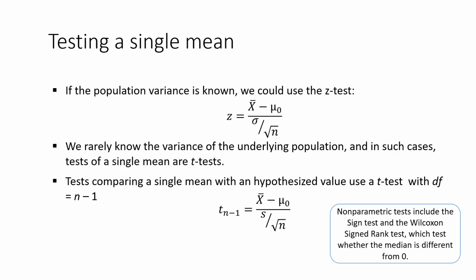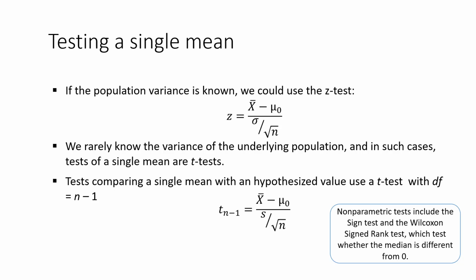So we will resort to a t-distributed test statistic that has n-1 degrees of freedom. The t-distributed test statistic also compares the sample mean with the hypothesized value, but in this case divides by the standard error, which is constructed by taking the sample standard deviation divided by the square root of n.